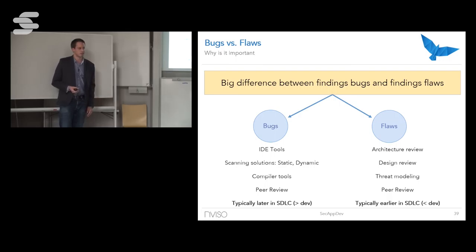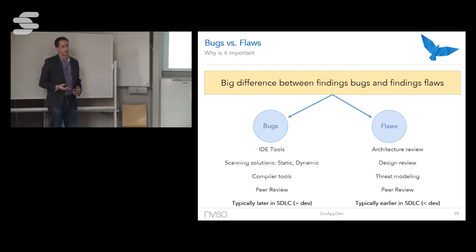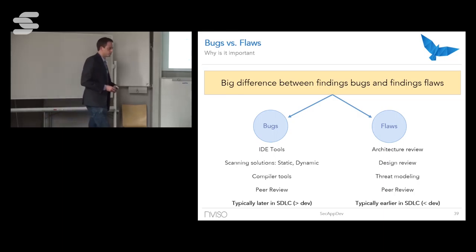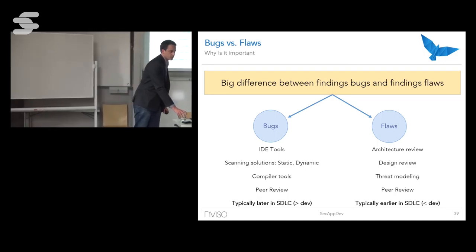There's also quite a big difference in finding bugs and flaws when you're talking about these two classes of defects. You might have experience with a few of these techniques listed on the slide. So first of all, bugs. Typically in an IDE, you're going to have integrated support to catch these very quickly during development. There are some scanning solutions, static and dynamic, which we'll cover further in the session, compiler tools, and also peer review.